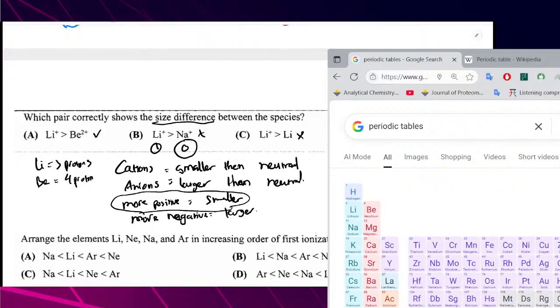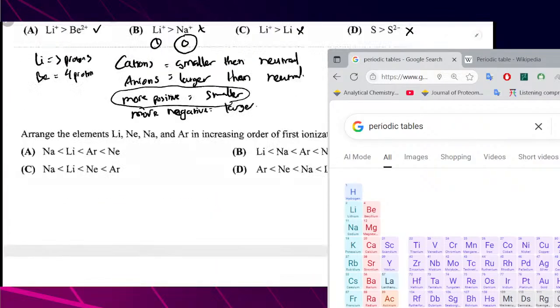And then the last option is S larger than S2-. Remember, more electrons increase the repulsion, which causes a larger distance between the shell and the nucleus. So it is also incorrect. So the correct answer should be A.